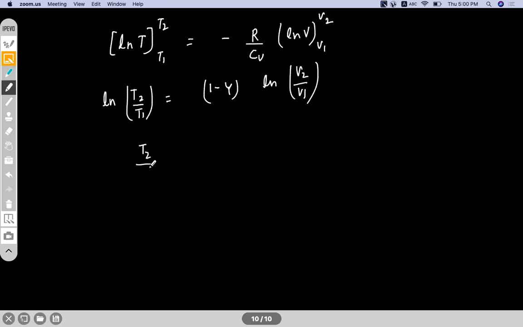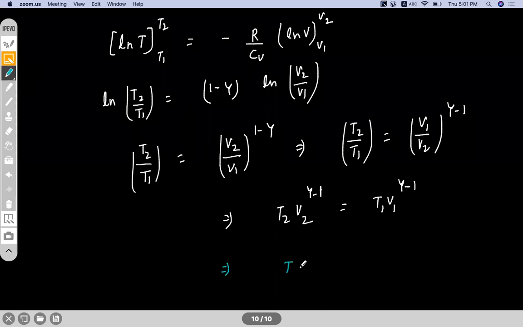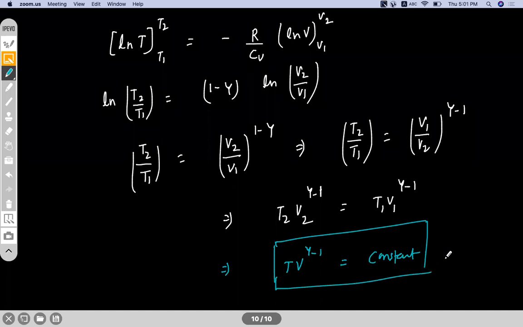So further we can write this as T2 by T1 is equal to V2 by V1 to the power 1 minus gamma. Correct? Which further becomes T2 by T1 is equal to V1 by V2 to the power gamma minus 1, which we can write as T2 V2 to the power gamma minus 1 is equal to T1 V1 to the power gamma minus 1. In turn we can always write this as T V to the power gamma minus 1 is equal to constant. Tell me, how many of you understood this?